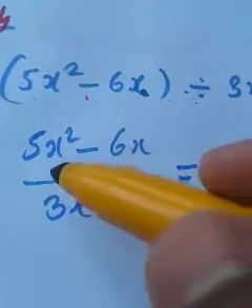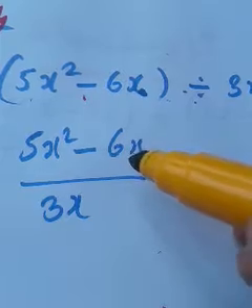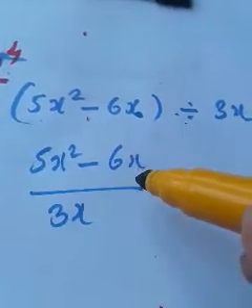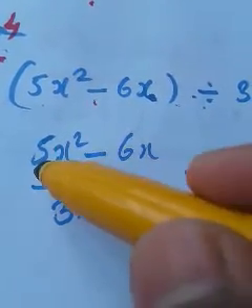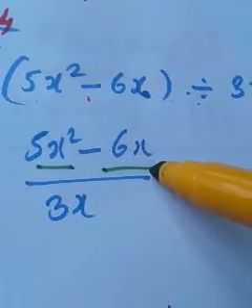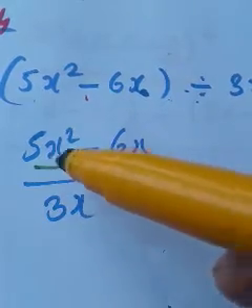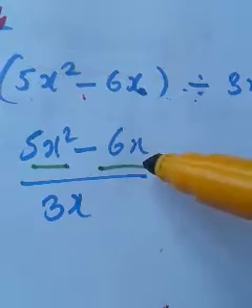How? Think about the numerator. 5x square minus 6x, no? What is the numerator? 5x square minus 6x. Isn't it? Which is common in the numerator? This is the first term, this is the second term. You know how to factorize. I'm going to use the property of factorization here. Think about the common factor of this term and this term.